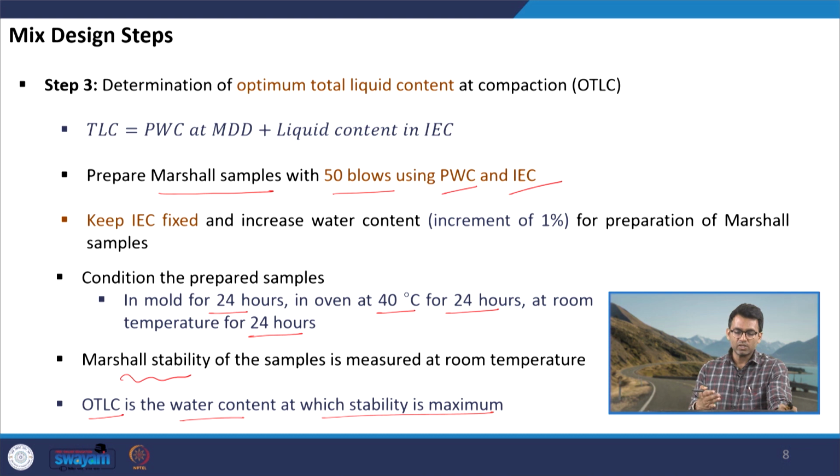So, I hope this step is clear to you that we have the total liquid content, that is pre-water content and the liquid content in the initial emulsion. I will prepare Marshall samples by keeping the initial emulsion content fixed, but by increasing the water content by 1% every time. And then I will compact these samples using Marshall compaction, giving 50 blows on both the sides, and then after proper conditioning of the sample I will measure the Marshall stability, and I will note down at what liquid content I am getting the maximum stability, and that liquid content is termed as the optimum total liquid content. Alright. So, using step 3 I have the optimum total liquid content with me.